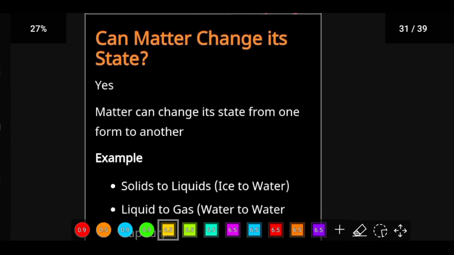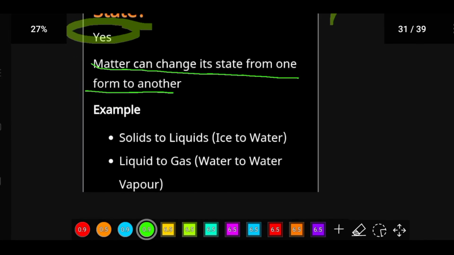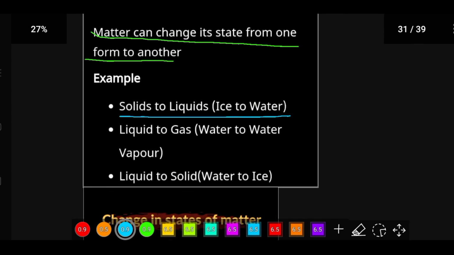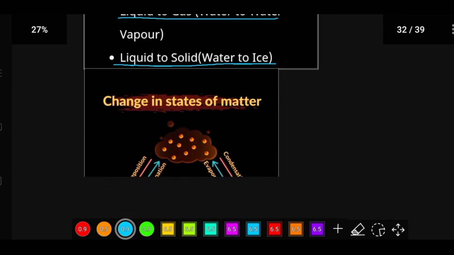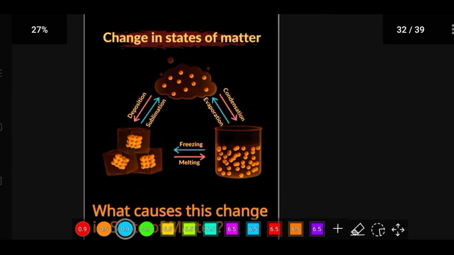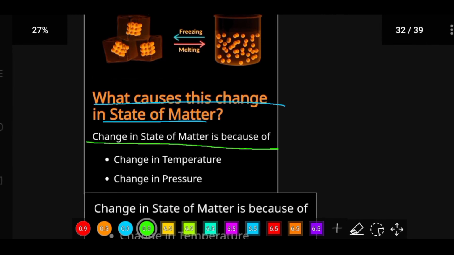Can matter change its state? Yes, matter can change its state from one form to another. Example: solid to liquid, ice to water; liquid to gas, water to water vapor; liquid to solid, water to ice. What causes this change in state of matter? Change in state of matter is caused by change in temperature and change in pressure.